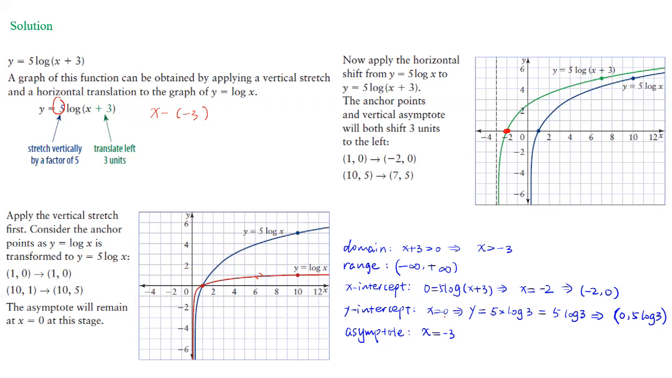The y-intercept is when x is 0, we solve for y, right? So when x is 0, y equals 5 times log base 10 of 3. So the y-intercept is (0, 5 log base 10 of 3). And the asymptote is now x equals -3, okay? All right, so please have a look at this solution. Any questions, please let me know, okay?